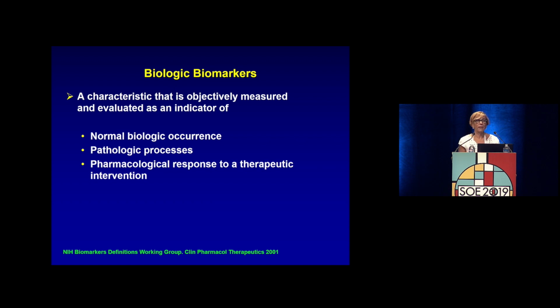What is a biomarker? The definition of the NIH claims that a biomarker is a characteristic that, first of all, needs to be objectively measured. So this is a very important point, that the biomarker needs to be measurable in an objective manner, and then it can be evaluated as an indicator of either a normal biological occurrence or a pathological process, and maybe, and this is actually what we are looking for, a pharmacological response to a specific therapeutic intervention.